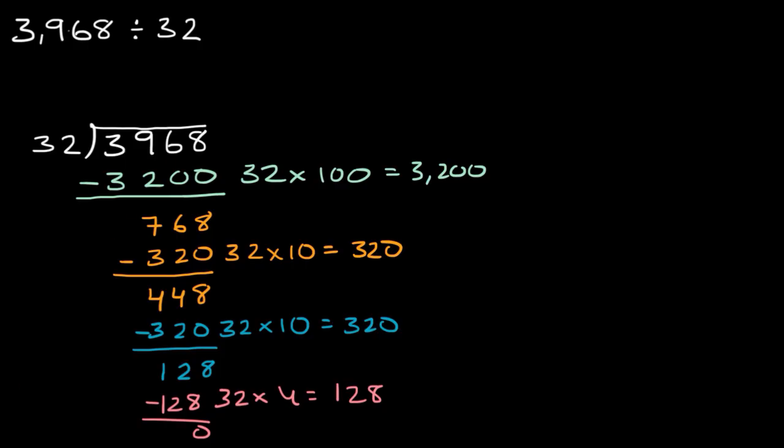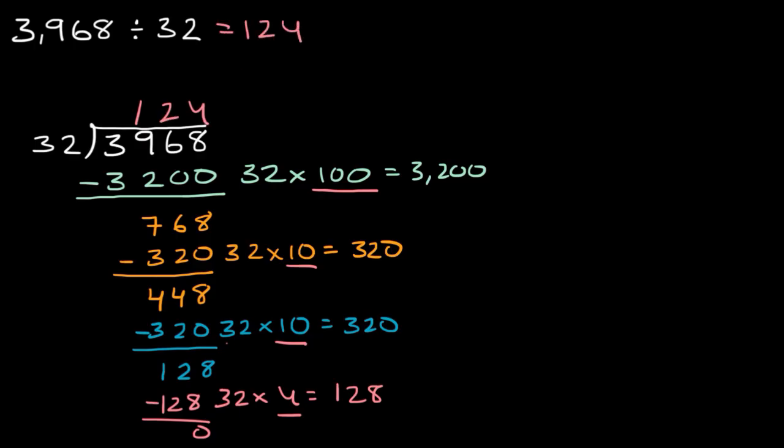So what does this equal? What does 3,968 divided by 32 equal? Well, you can see I was able to get 100 32s in there, then another 10, then another 10, and then another 4. So if I add up 100 plus 10 plus 10 plus 4, what do I get? Let's see, 10 plus 10 is 20, plus 4 is 24, plus 100 is 124. This is equal to 124.